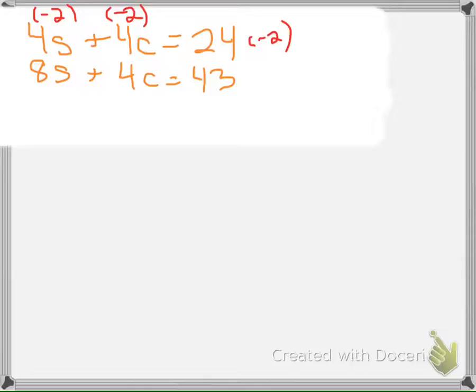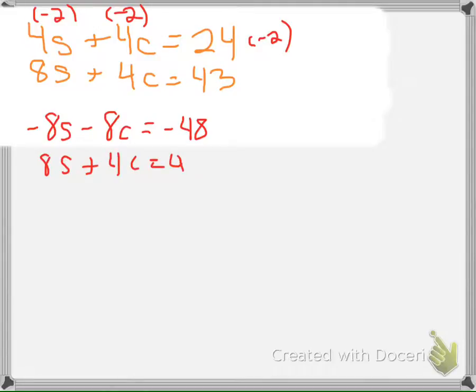And I'm going to write the new equation down below. So -2 times 4s is -8s. And then -2 times 4 is -8, and then C. And then 24 times -2 is -48. Now copy down the second equation. Now I add them together.